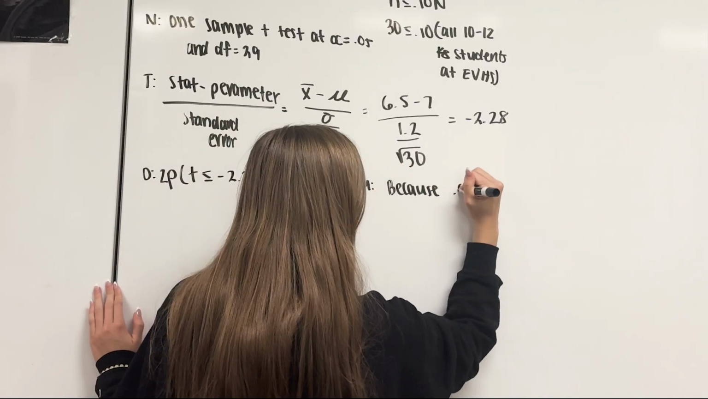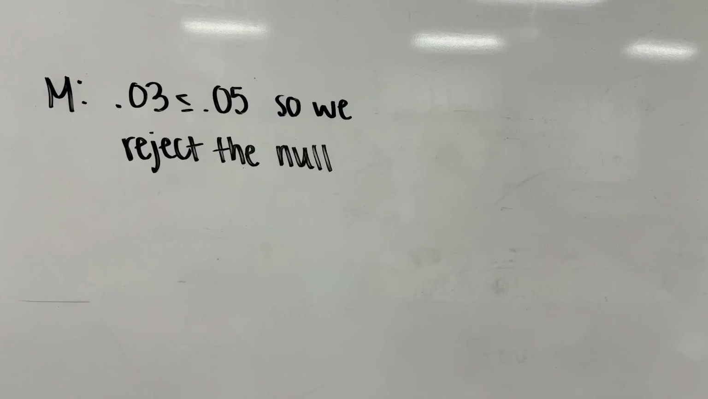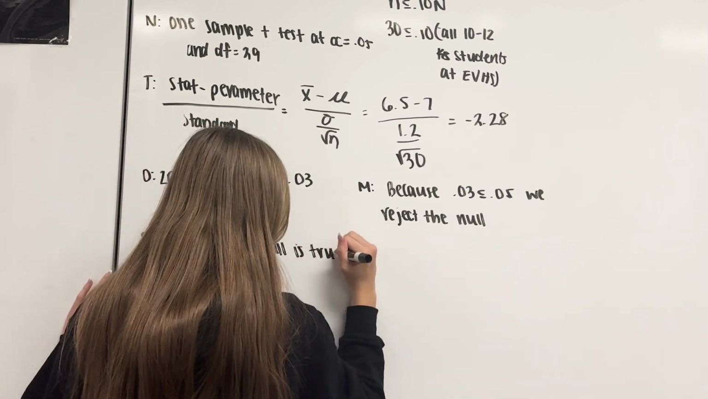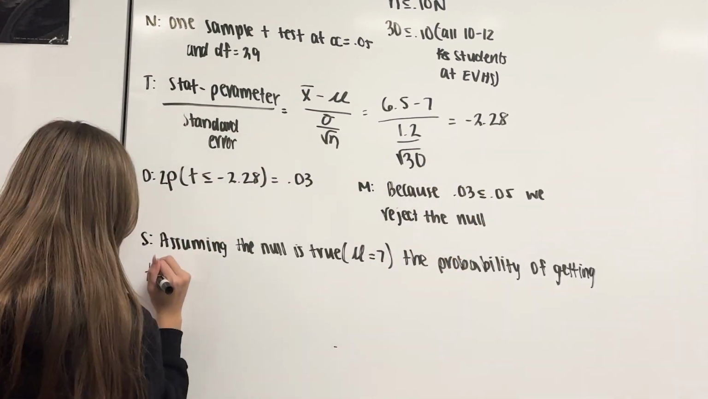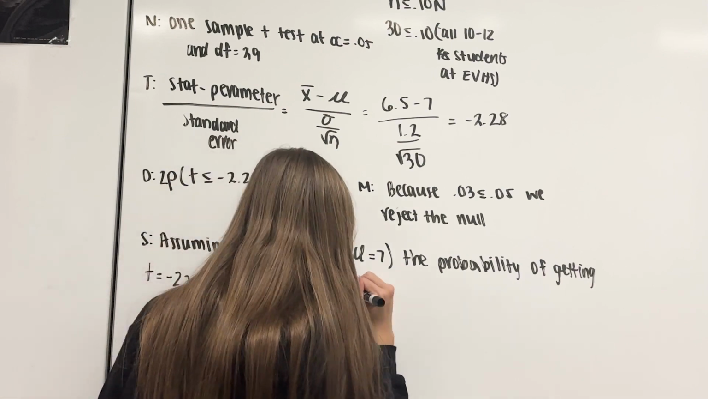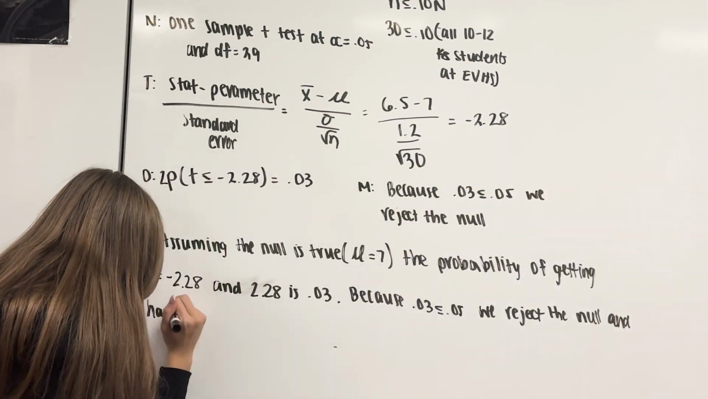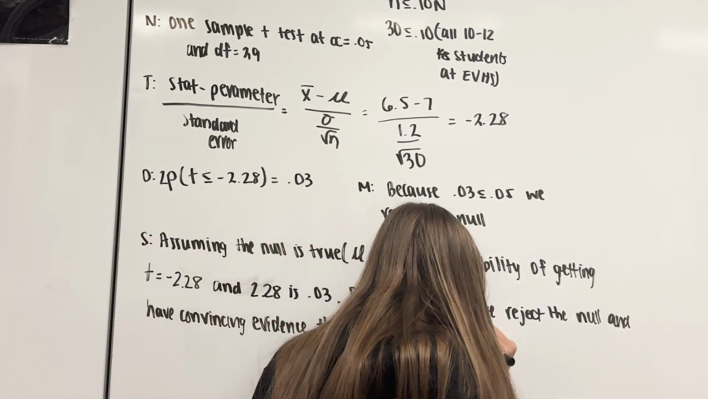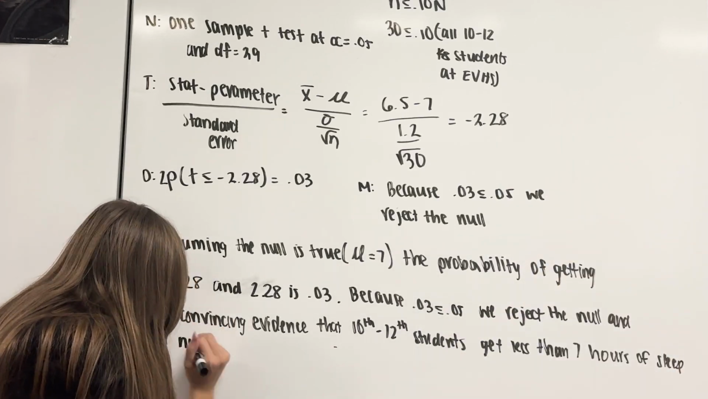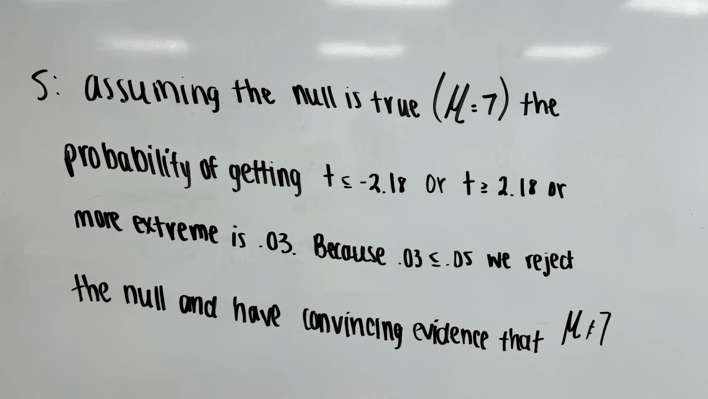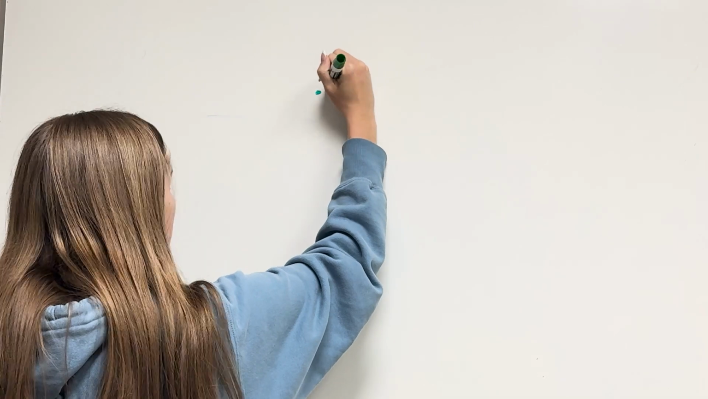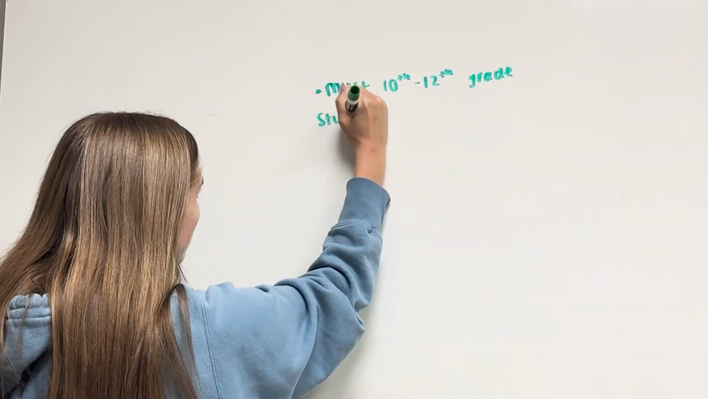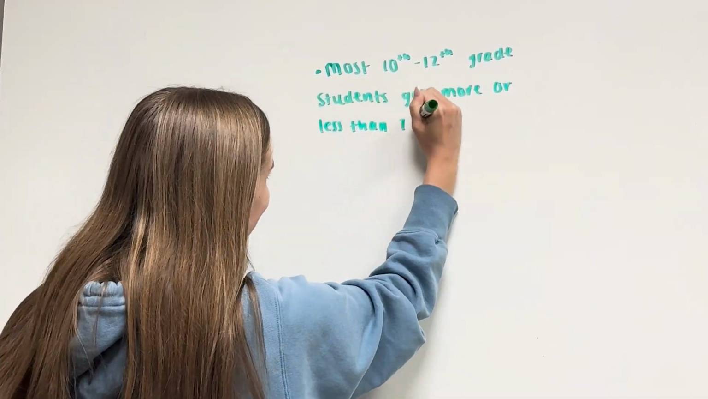We reject the null because p equals 0.03, which is less than 0.05. Assuming the null hypothesis is true, the probability of getting positive or negative 2.28 or more extreme is 0.03, which is less than 0.05, so we reject the null, having convincing evidence that 10th through 12th grade study hall students get more or less than 7 hours of sleep per night. After doing our test, we drew the conclusion that most 10th through 12th grade students get either more or less than 7 hours of sleep.